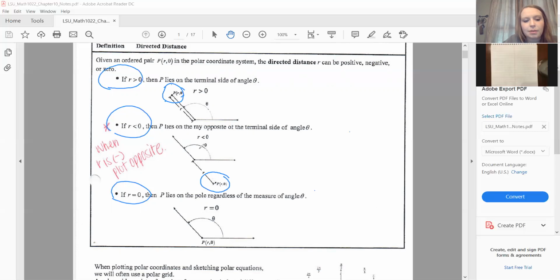Okay, and then if r is equal to 0, then the point lies on the pole regardless of the angle measure. So if you notice, it is the vertex down there, or it could just be on the axis or whatever. Okay, so it doesn't matter what the angle is, the point is down there. So when r is positive, it's at the end of the angle. When it's negative, it's opposite of the angle. And then when it's 0, it's the vertex.